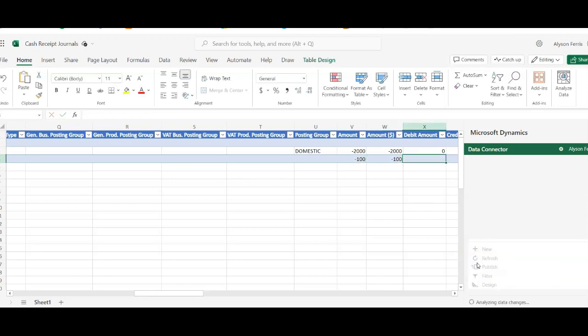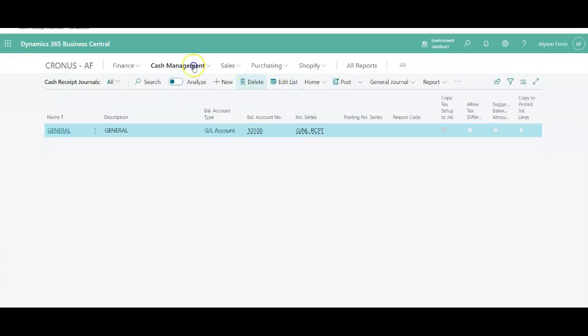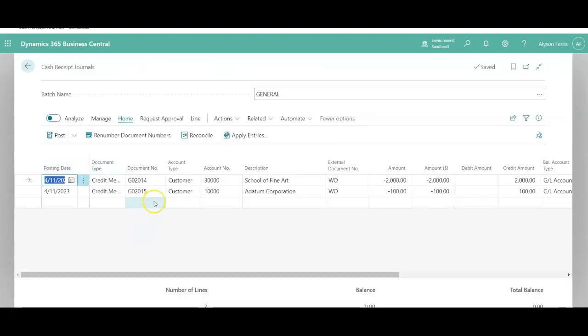And I'll click on Publish. And there we go. That has updated the data back to Business Central. Now if I refresh my page here, now if I go out and back in, it has refreshed and brought in that other line that I entered in the spreadsheet.